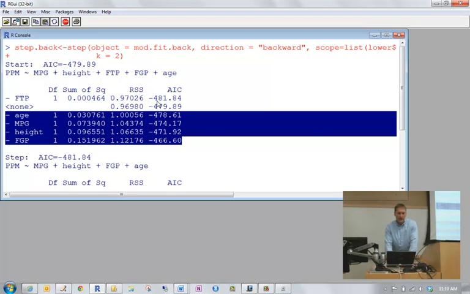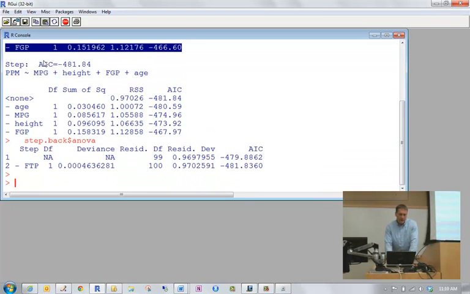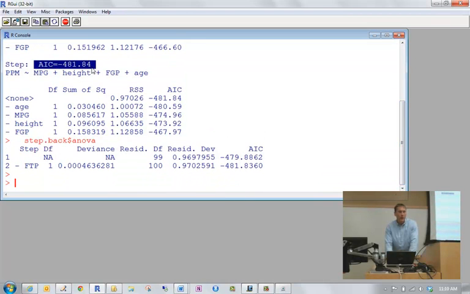So this says, let's remove FTP. So now, notice how my AIC here is negative 41.84, for the model that has 4 variables in it. And notice if I were to remove any other variables, my AIC goes up, so therefore I stop the backward elimination process.